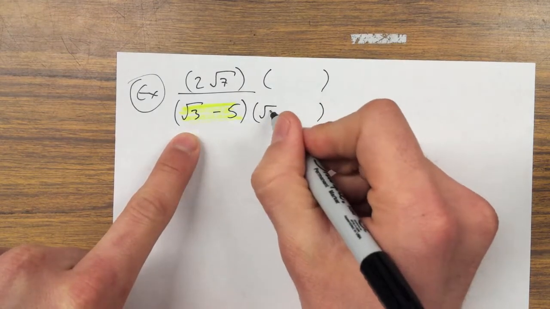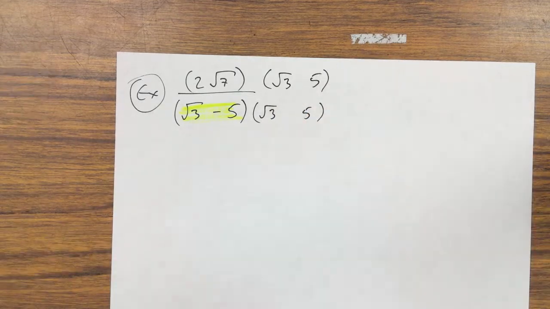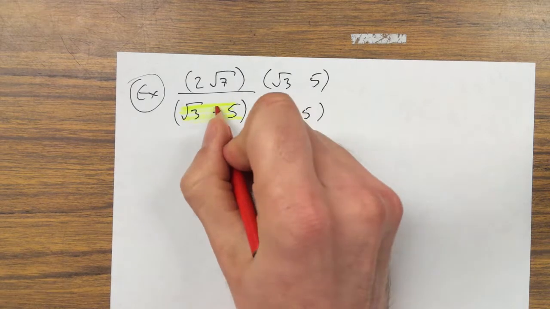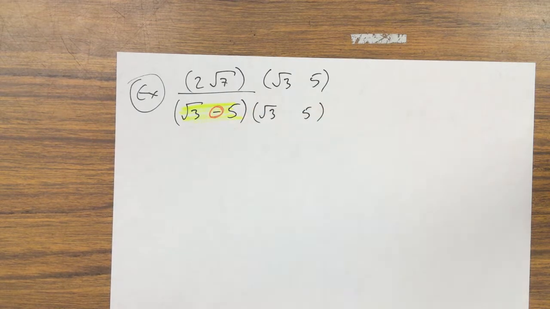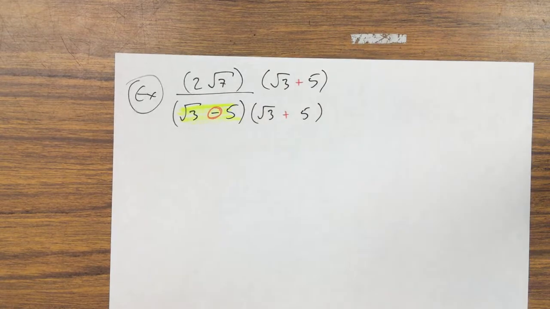I'm going to keep square root 3 and keep 5 for both of them. I am going to focus on the fact that the sign in the middle is a negative, so I'm going to change it to a plus sign. Ignore the top. You don't focus on the top when doing these switches.